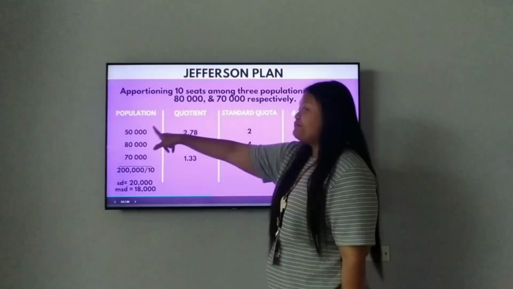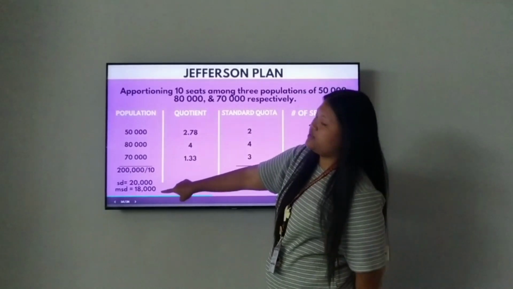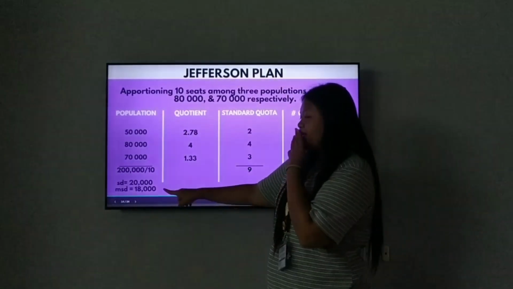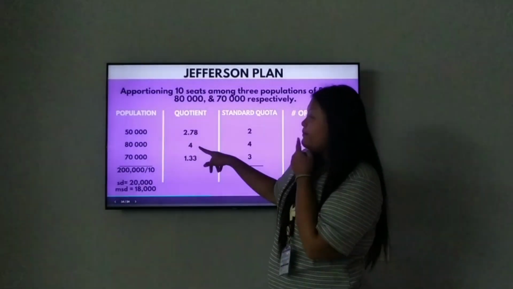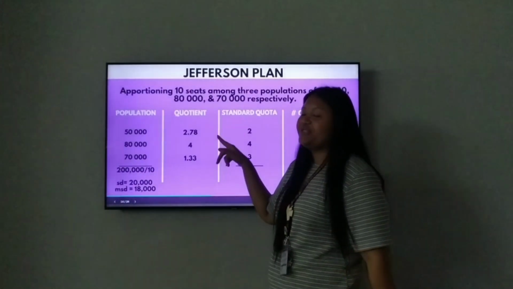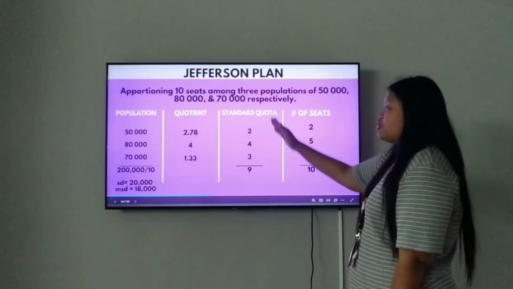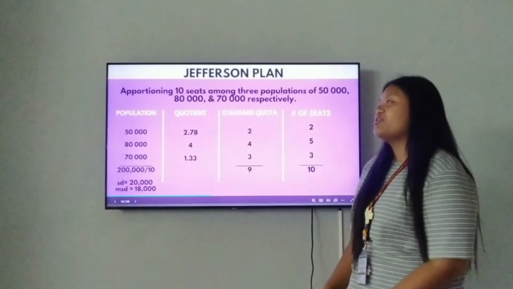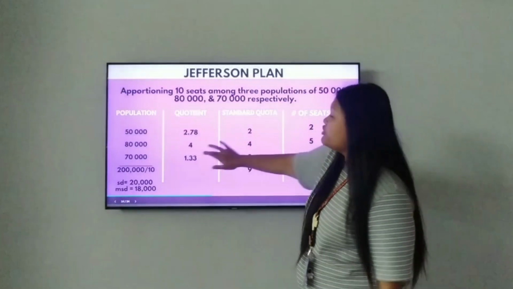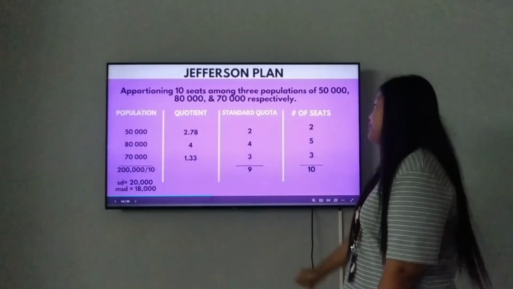So 50,000 divided by 18,000 equals 2.78. 80,000 divided by 18,000 equals 4. And 70,000 divided by 18,000 is 1.33. So, same method as the Hamilton, we just copy the whole number here to get our standard quota.